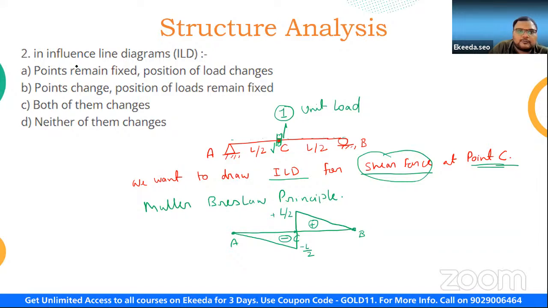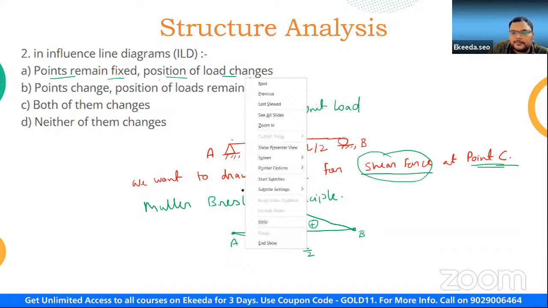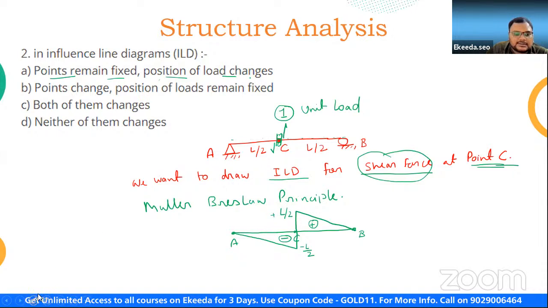So in an influence line diagram, the point remains fixed and the position of load changes, right? Let us say if we were asked to calculate the shear force at any point, then from this diagram, if I know this L by 2, I can calculate alpha, because this theta is going to remain the same, right, guys? So always remember that in ILD the point remains fixed but the position of load changes. If anybody has any doubt in this one, kindly ask me.